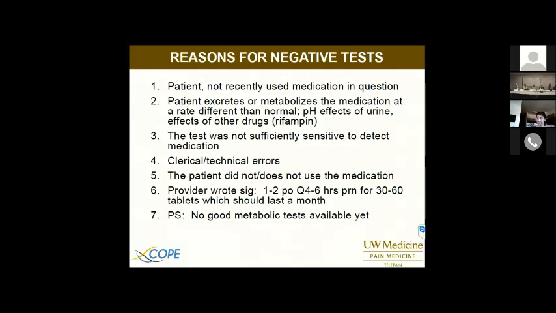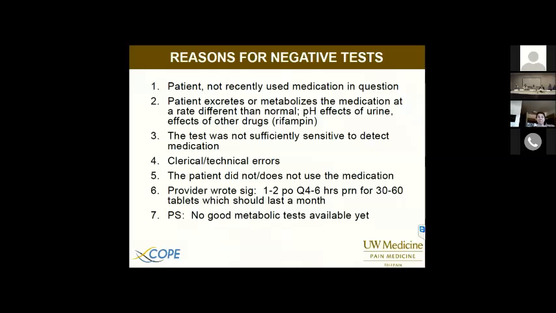Another reason for a negative test is the test was not sufficiently sensitive. That is, you did an immunoassay, there isn't enough of the drug, and you need to do chromatography. And here's the element we don't know how to deal with really, and that's clerical or technical errors. It's a lab test. It might not have gotten to the lab. Somebody may have mislabeled it. Don't really know what to do with that, but we need to keep that information in the back of our mind. Number 5 is a corollary to number 1. The patient isn't taking the current medication.